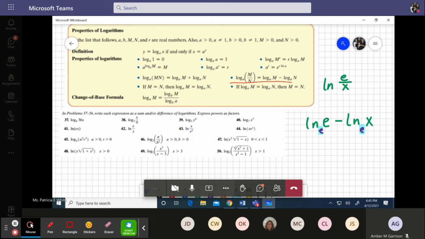For the natural log, it's e. If I have log, it is 10, right? And that's important on this problem because those are the same. So that's 1 minus the natural log of x.